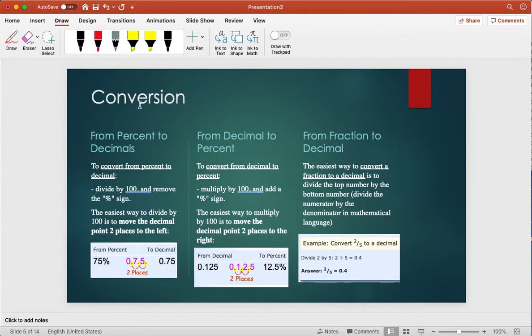Right, so conversion. The first one, from percents to decimal, all you have to do is divide by 100 and remove the percent. It's really easy, right? So if we're going from percent to decimal, if we have 75%, we divide by 100, which means we move over two decimal places, because remember, there's always an invisible little decimal at the end of all numbers. You move it over 2, and you drop the percent, and you're going to get 0.75. All right? So divide by 100, move the decimal 2 points to the left. That's from percents to decimal.